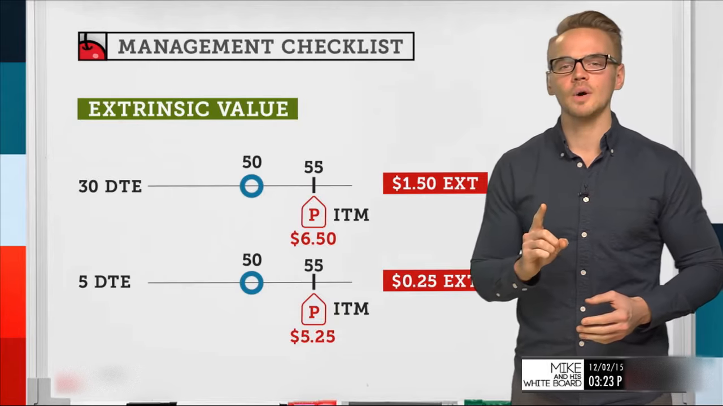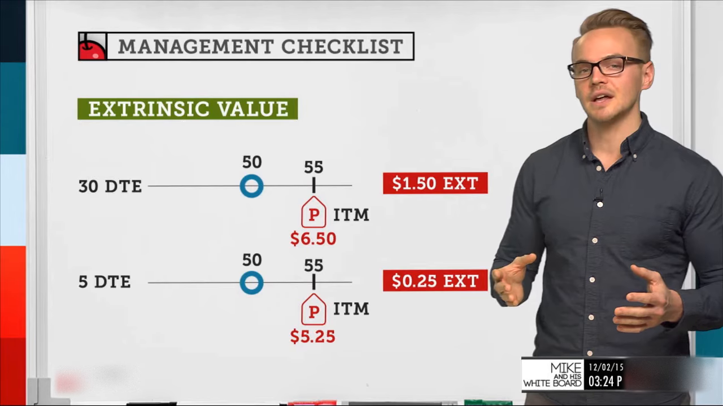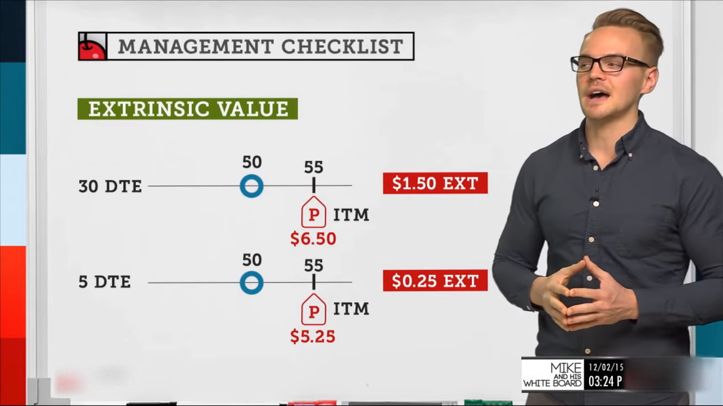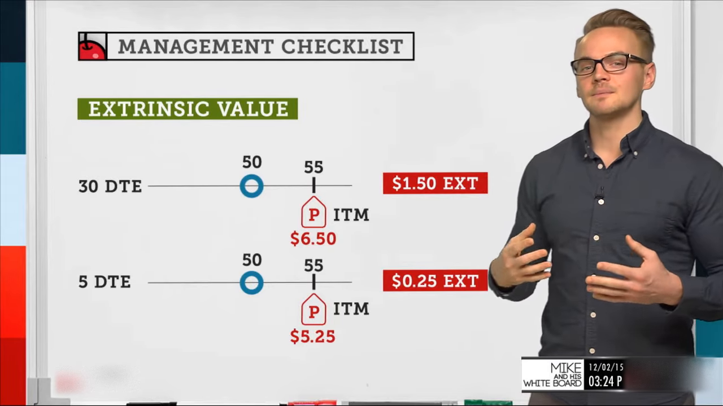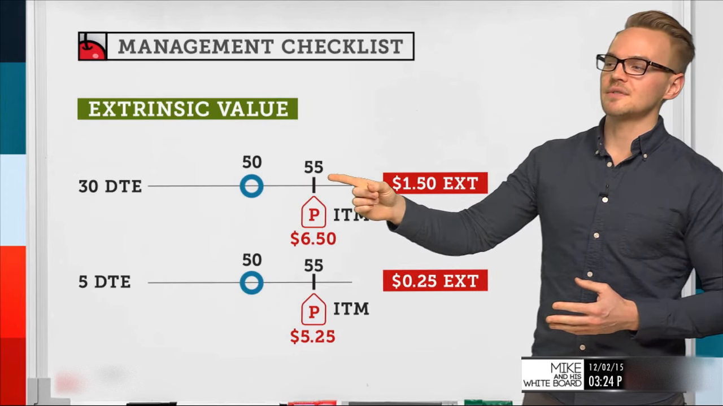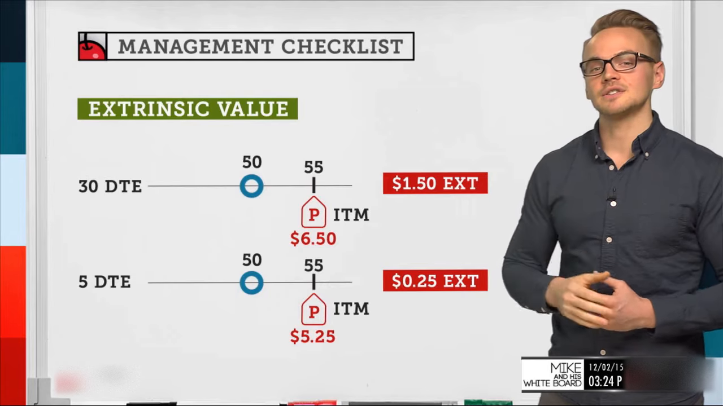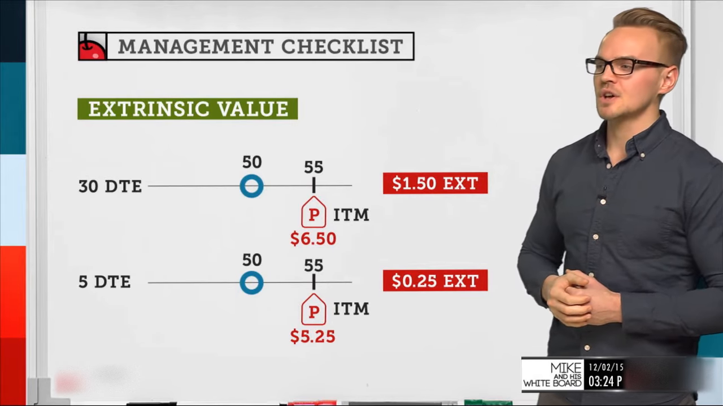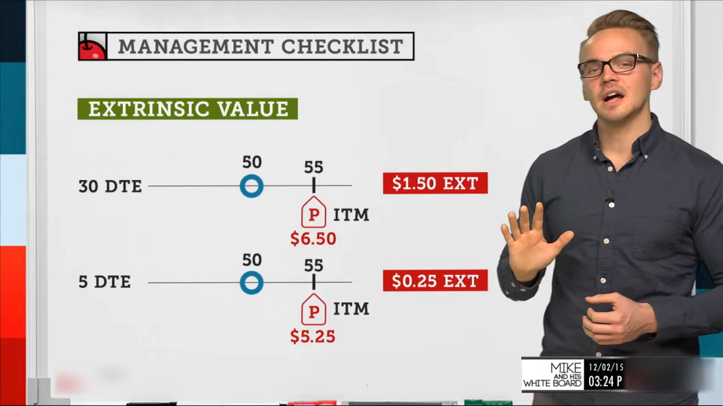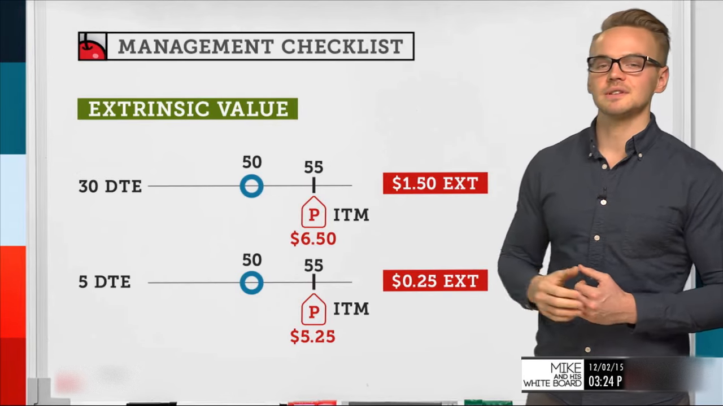One thing we know about the value of the option is that we can always calculate intrinsic value. If the stock price is at 50 and I sold a put at 55, I've got $5 of intrinsic value. If I can sell the shares at 55, even though the stock is at 50, that gives me 5 points or $5 of intrinsic value. So if my put is trading for $6.50, and I know that I've got $5 of intrinsic value, that must mean I've got $1.50 of extrinsic value.